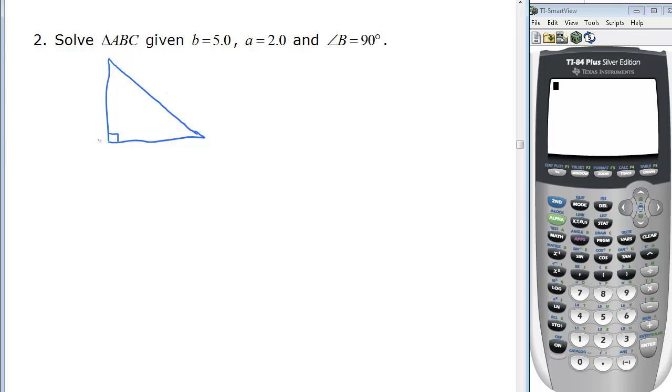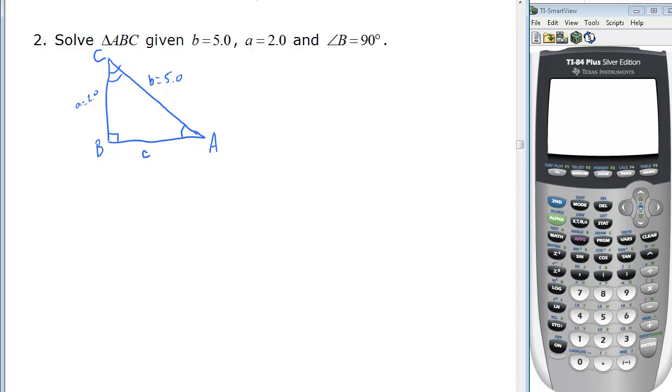In this case, we're told B is the 90-degree angle, so here's B. And then we have A and C, so we can call this C and this A, or the other way around, these two don't matter. And now we put our other information. So b here equals 5, and a is 2, so that's over here. So we are given three pieces. We need to find three pieces. We need to find c, angle A, and angle C.